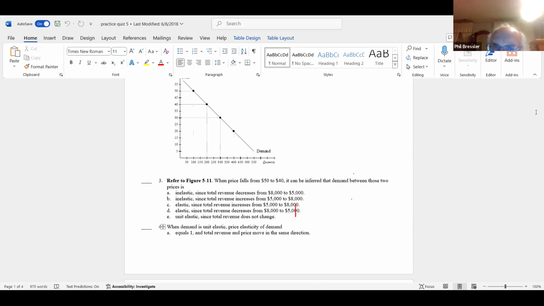Now, remember, the top half of the graph is elastic. At 50 is unit elastic, and the bottom is inelastic. If I'm doing the 50 to 40, at 50 it's 100. So 50 times 100 is 5,000. If the price goes down to 40 and it's 200, the total revenue is 8,000, price times quantity. So price went down and total revenue went up. So I know it's elastic. And then I know total revenue increased from 5,000 to 8,000.